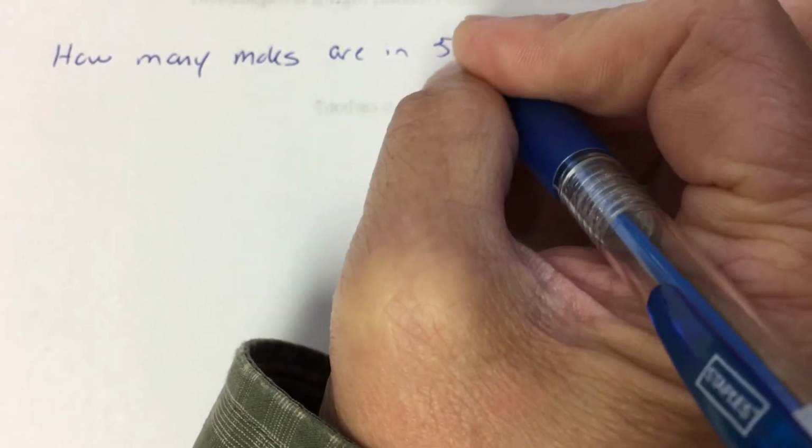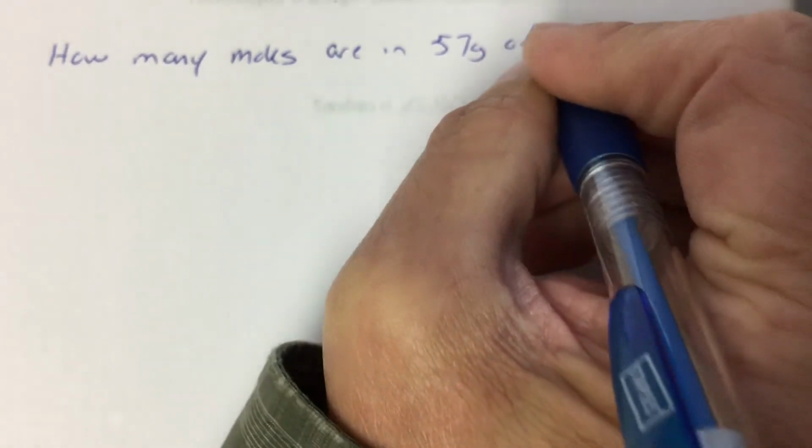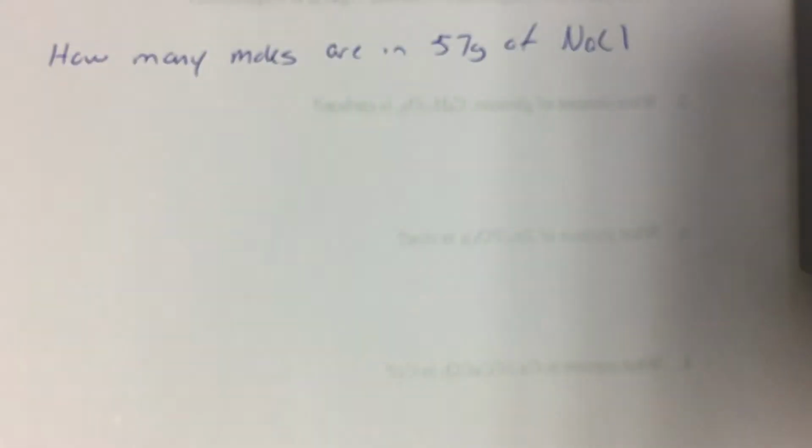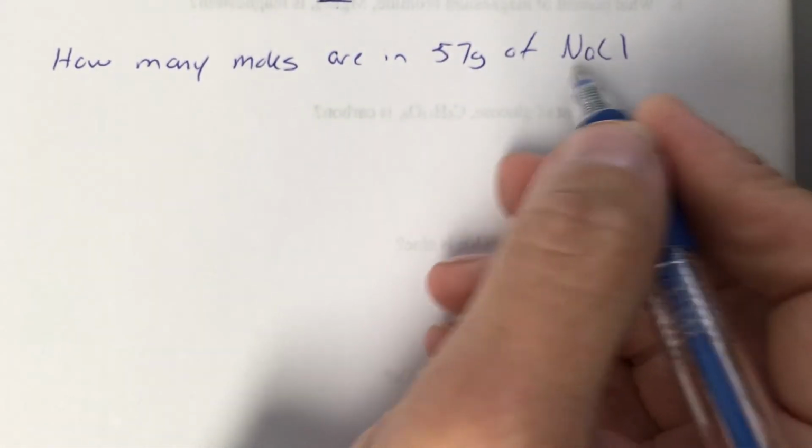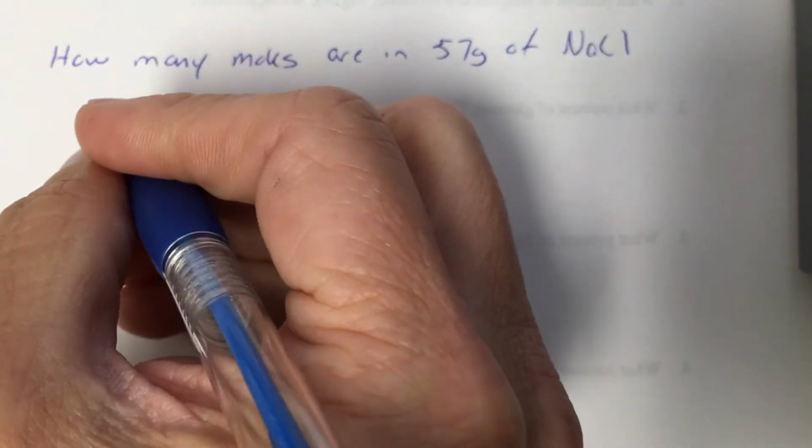Let me do one that works out the other way. How many moles are in, I don't know, 57 grams of sodium chloride? Plain old everyday table salt, sodium chloride. First thing I got to do is figure out the formula mass of sodium chloride.